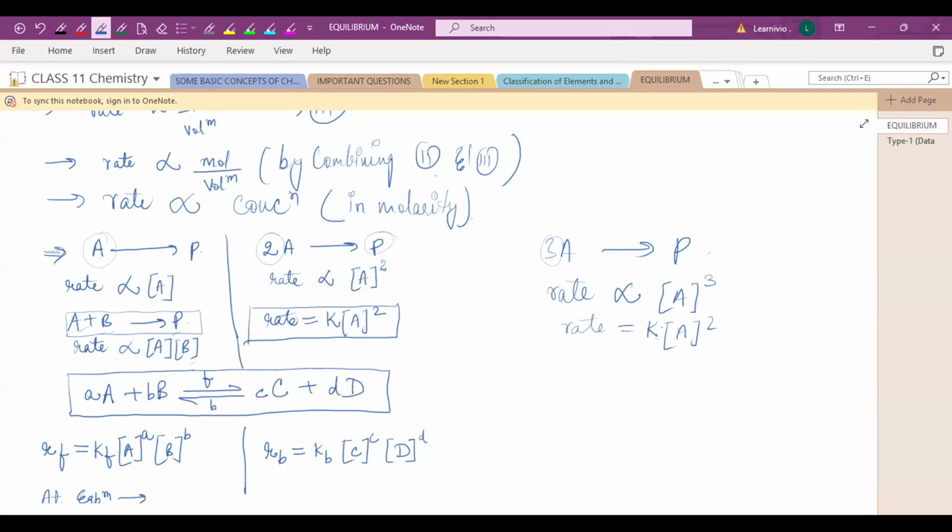Now what happens when the reaction is in equilibrium? When both reactions are proceeding, the forward reaction as well as the backward reaction, then what will we do? Let's see that.